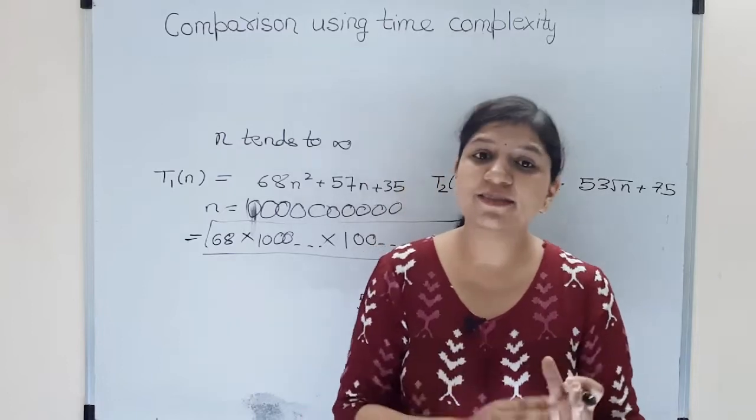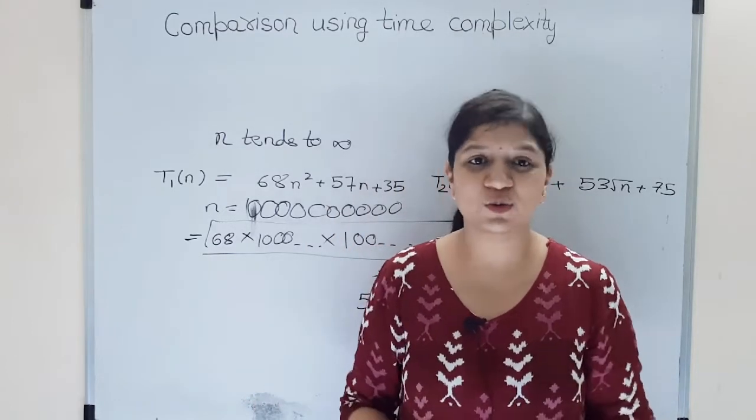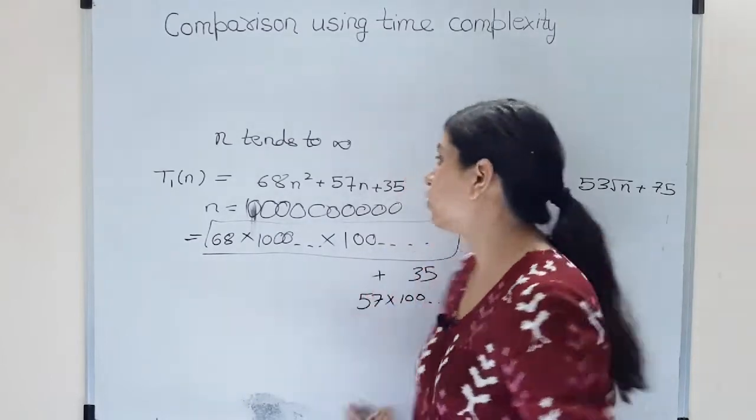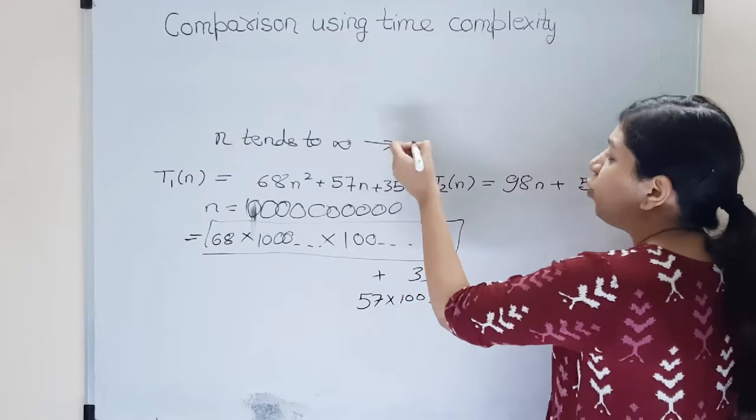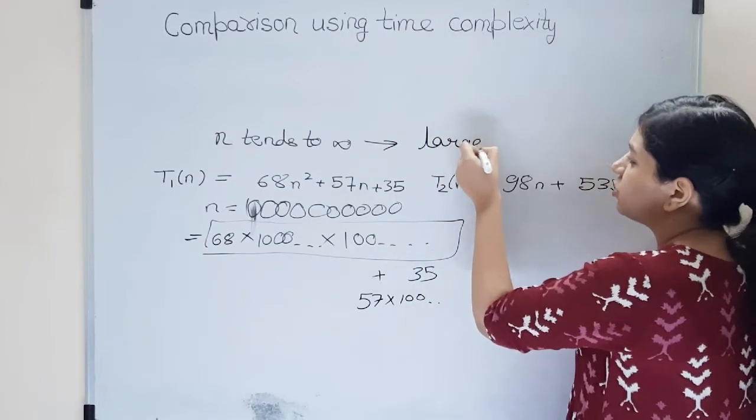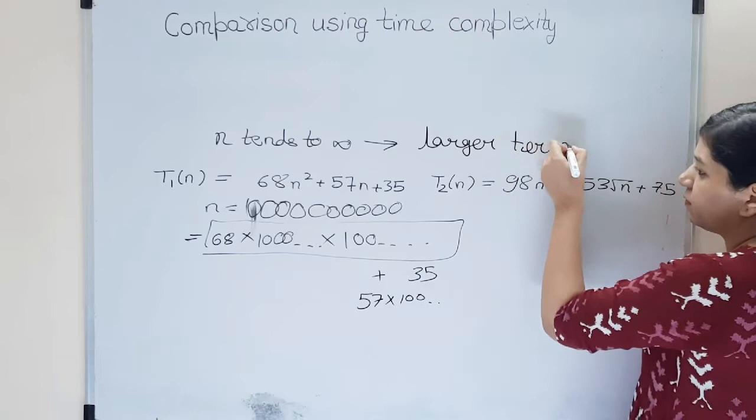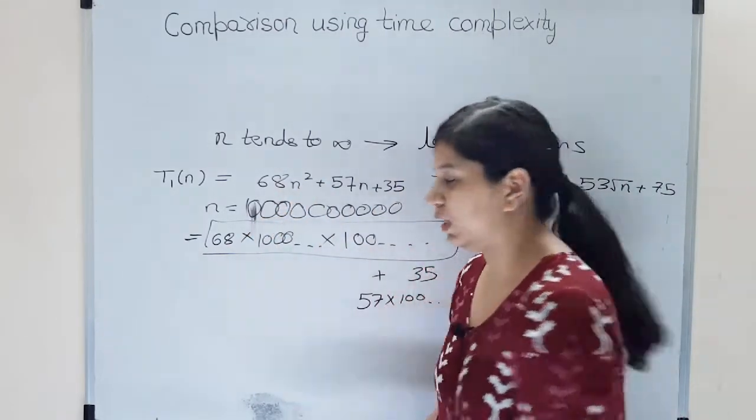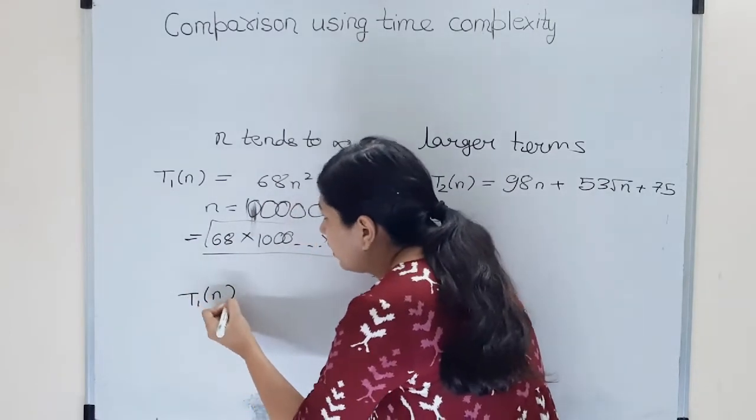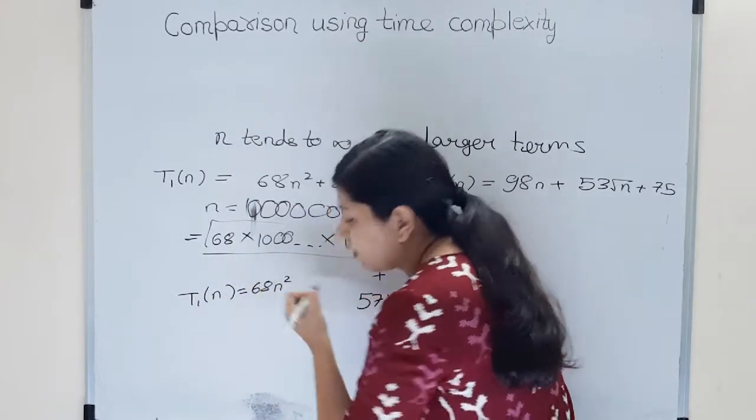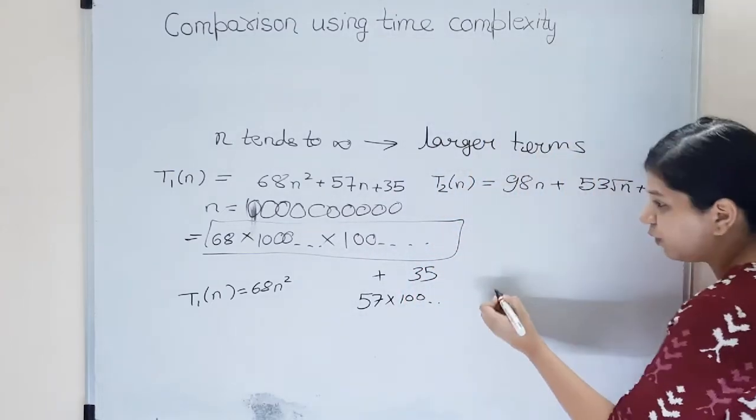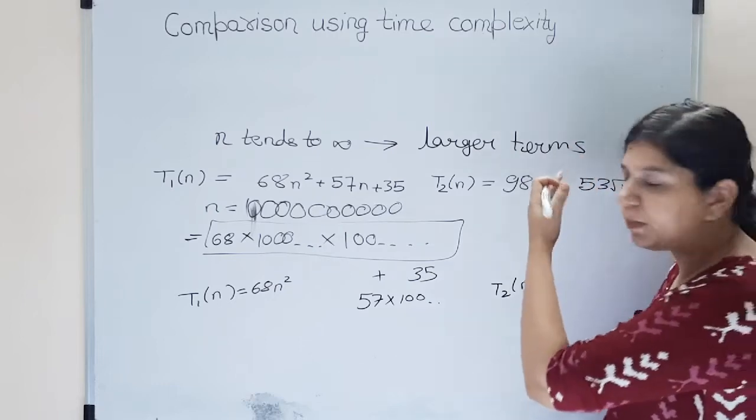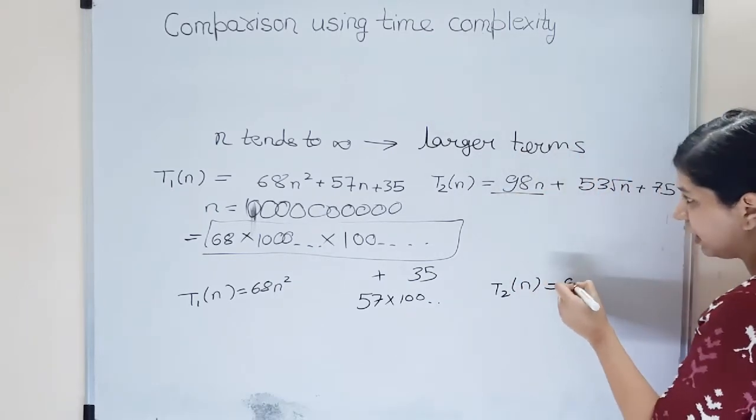So when n is tending to infinity, you only need to consider the larger term and you can ignore the smaller terms. Here, what is the larger term? 68n square. So T1(n) is 68n square. And T2(n): root n is like n to the power 1 by 2, so the larger term is 98n.